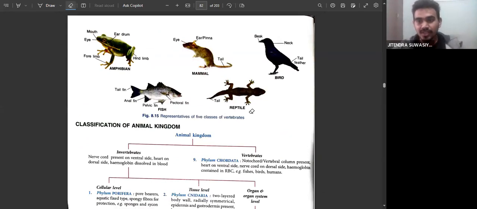Then we have reptiles. Reptiles have some gluey hands. These are the very interesting things about reptiles. They have something that can be controlled by the use of some forces. They are able to stick on walls and they can jump anywhere. So these are all examples of vertebrata.